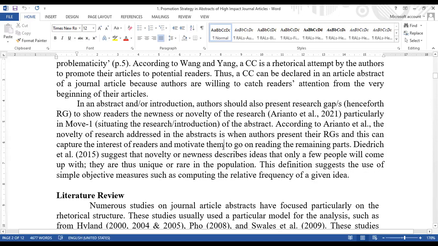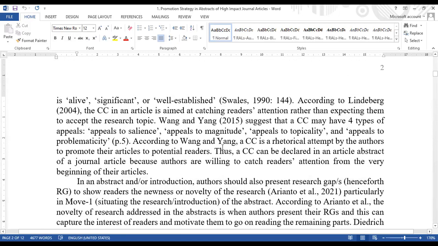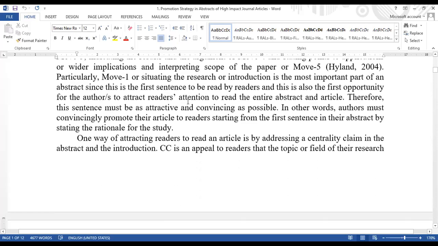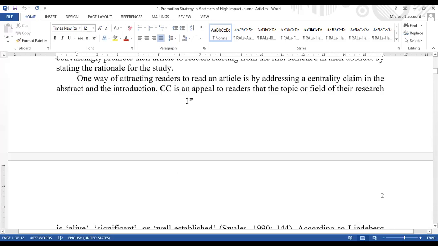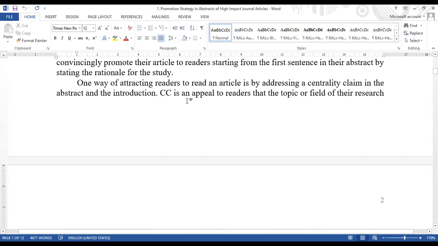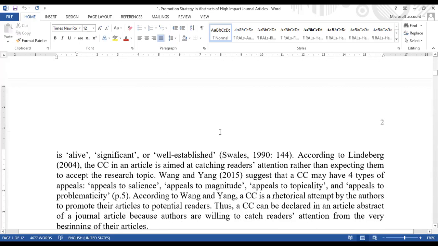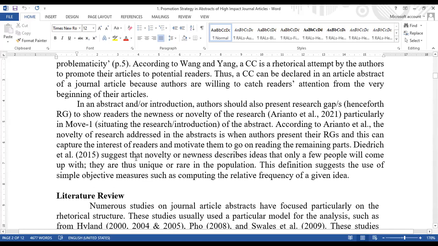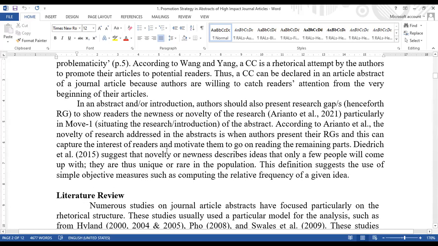So there are three variables. Number 1 is about moves, that is instrument number 1. Number 2 is the instrument variable about the centrality claim, that is instrument number 2. And number 3 is about the research gap, instrument number 3.